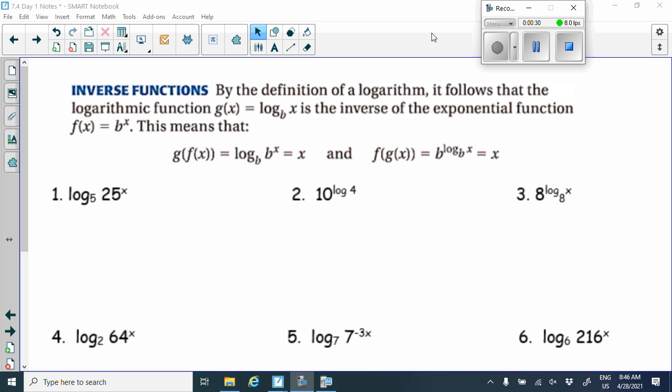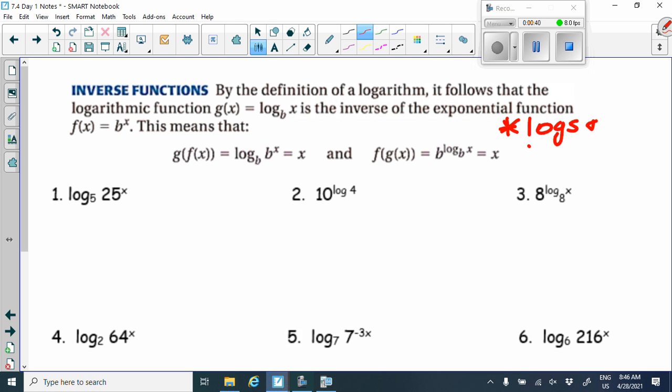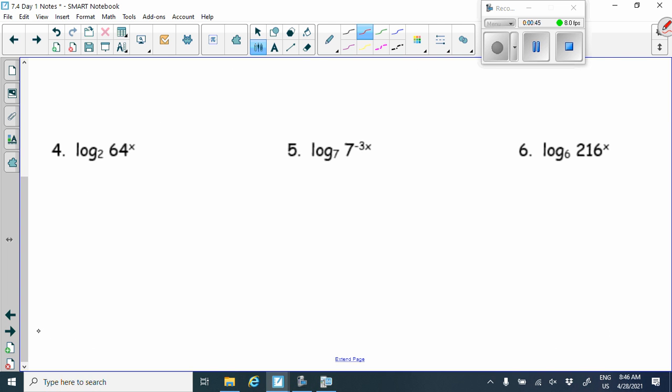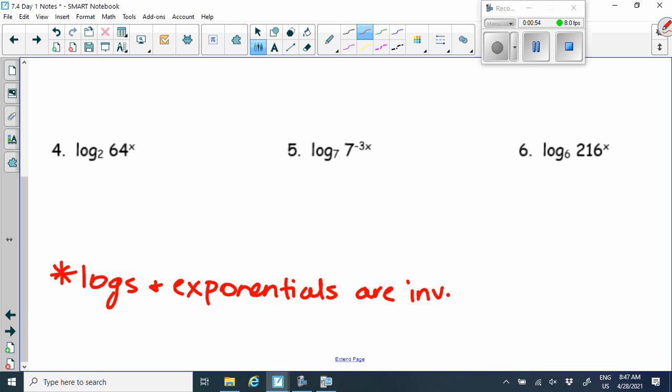So with logarithms, logs and exponentials are inverses of each other. I would write that, okay? So logs and exponentials are inverses. I'm going to write that down here where I have more room. Okay, please write this down so you know they're inverses of each other.